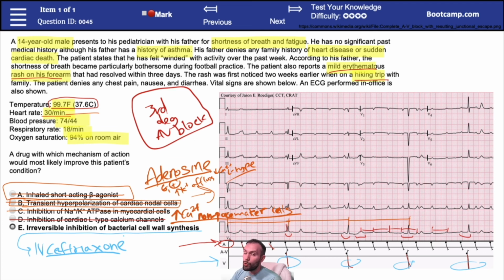But I think if you use process of elimination here, you can definitely get to the right answer. And this is what makes this question so hard, but it's a great teaching point, because if you understand mechanisms, you can get to answers. Even if you didn't know the mechanism of action of ceftriaxone, if you understand cardiac physiology, you can still solve this problem.